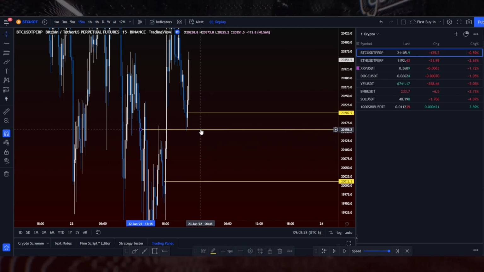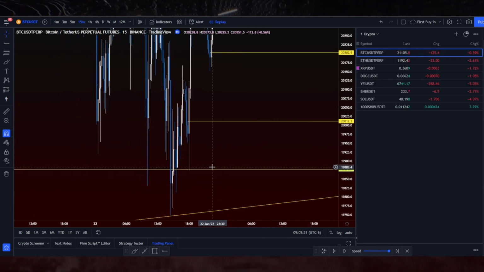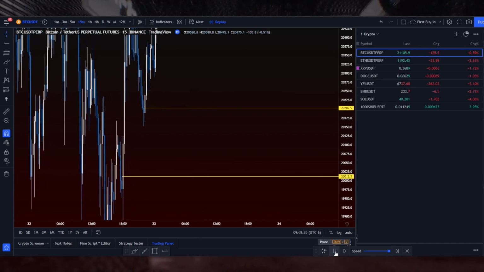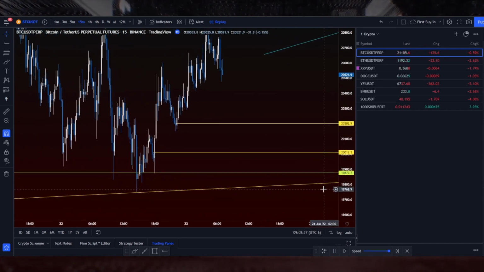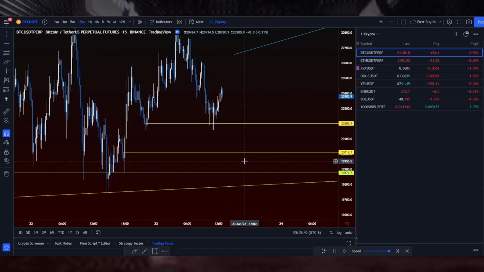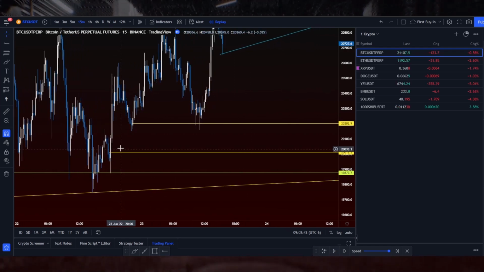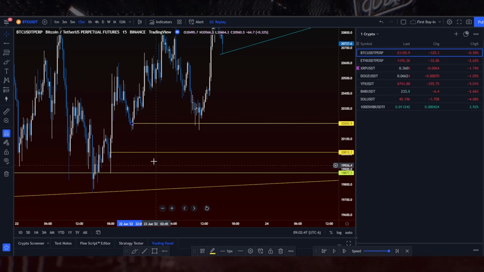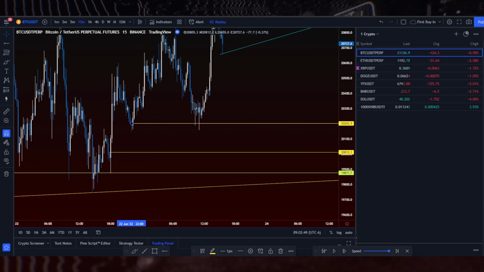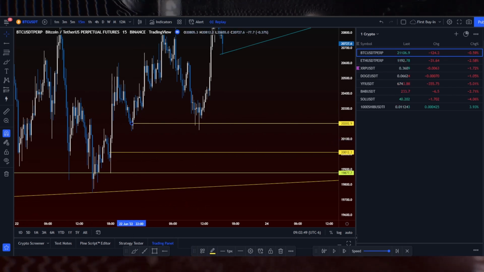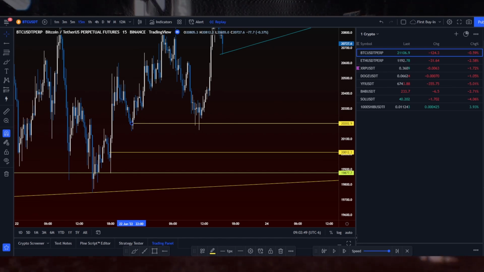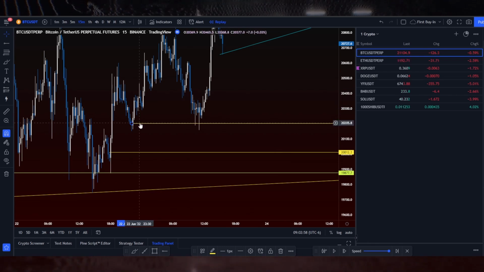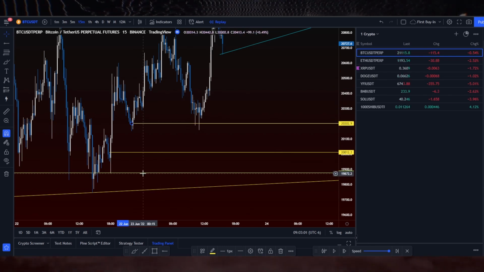So 10. Go back down to here. 10, 9, 8. So this was my 10. This is my 9. This is my 8. So you have to work through the move in a logic flow sense to see where 10s, 9s, and 8s exist. This would definitely not be a 10 because you can still go deeper in the move.